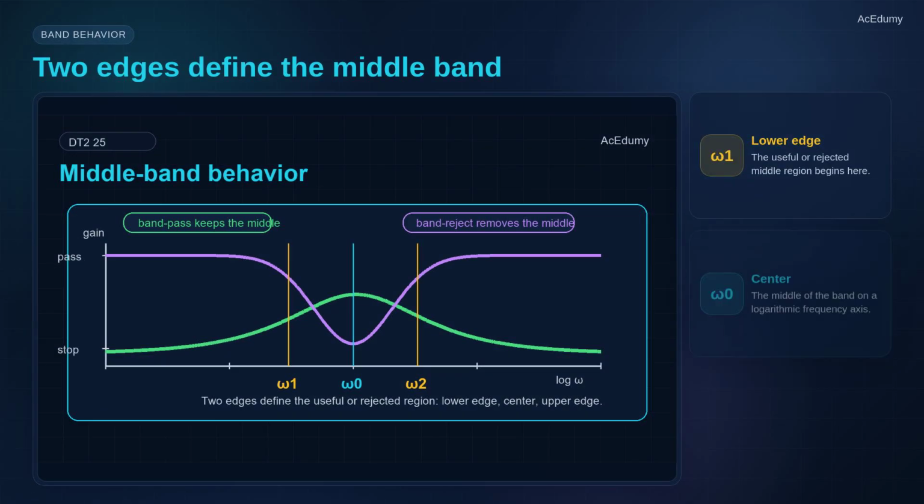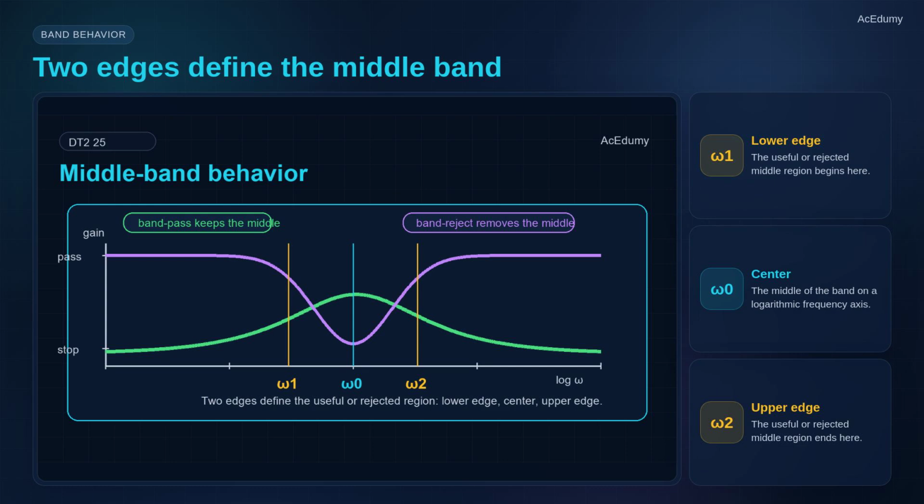A middle band filter has two important edge frequencies. The lower edge starts the useful band and the upper edge ends it. Between them, the bandpass filter keeps the signal. Outside them, it attenuates. The band reject filter does the opposite. It keeps low and high frequencies but removes the middle region.